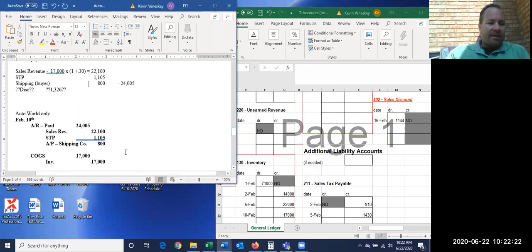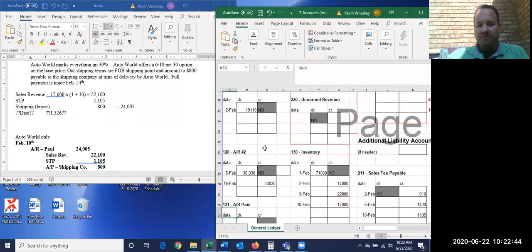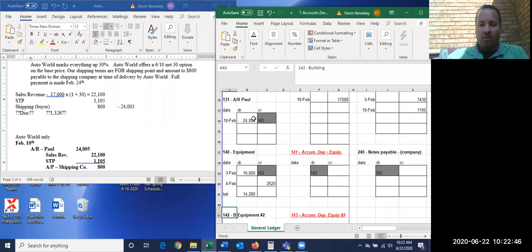All right, now it comes down to the 24th. That's when payment is made. I need to see if the discount is applied. The discount says they get 6% if paid in 10 days. 10 days would be February 20th. We're now on the 24th. They don't get a discount. So the full payment is simply what they owe.